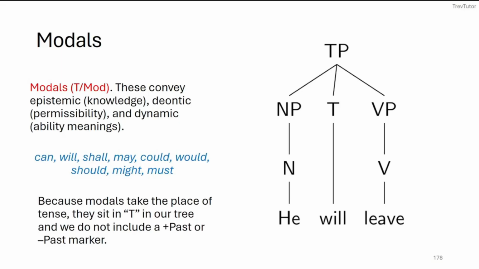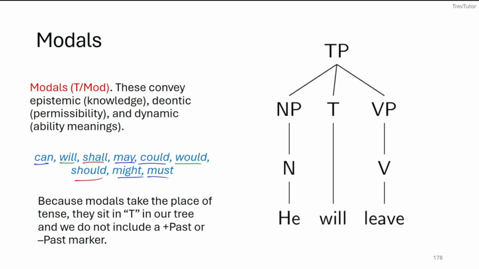Now, there's one more thing that can go under T, which are modals. They're either labeled as T or mod in some cases. These are 9 words that convey things about knowledge, permissibility, and ability meanings. So our 9 modals, which are pretty helpful to memorize, are can, could, will, would, shall, should, may, might, and must. These words do not have tense on them. Historically, they had different tense forms, like can and could were non-past and past. But nowadays, we don't consider these modals to have tense.